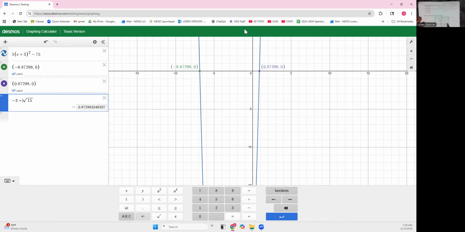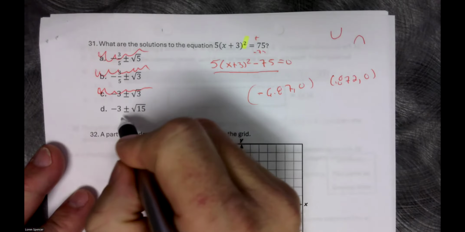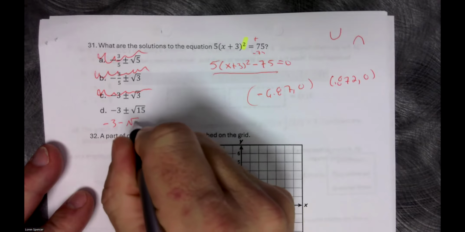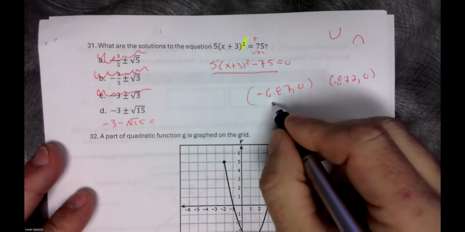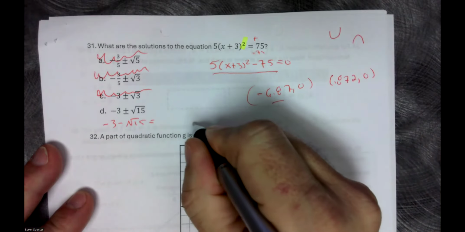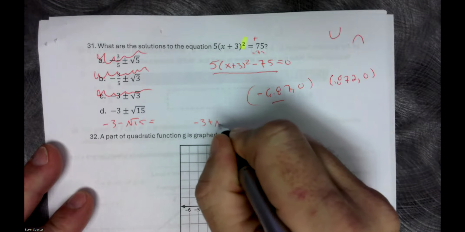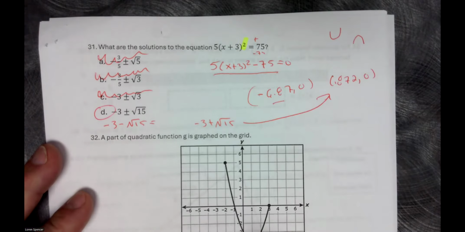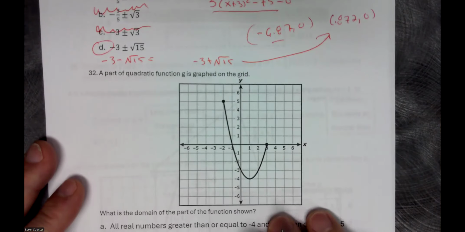So we're going to stop that share and go, okay, because what we did is we plugged in negative 3 minus the square root of 15, and we got this. And then we also put in negative 3 plus the square root of 15, and we got that. So our answer choice to 31 is D.